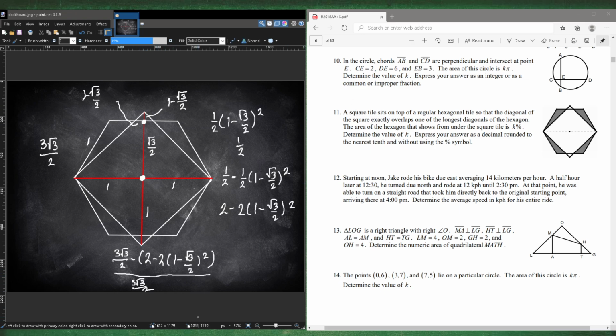So since we had to use our calculator to find the answer to the nearest tenth, just plug this into your calculator without simplifying. So we have 3 square root 3 over 2 minus 2 minus 2 times 1 minus square root 3 over 2 squared, divided by 3 square root 3 over 2. And then you should get a value of 0.244. And since this is a percentage, you have to move the decimal place 2 places, so you have 24.4. And that is your answer for number 11.